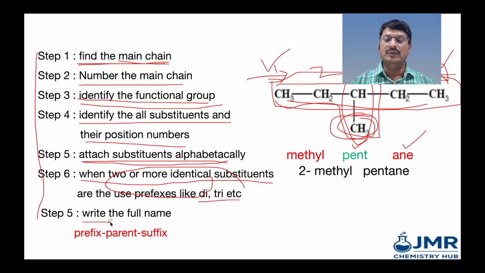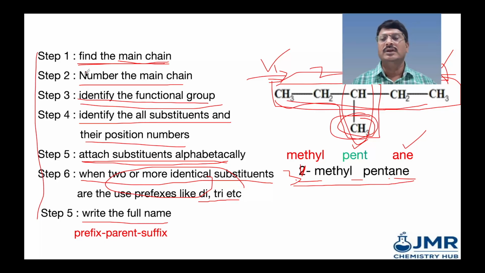And after that you have to write the full name. That means start from the prefix, root word and suffix. So here in this example, 3-methyl, not 2-methyl, it is 3-methyl, because the methyl is present at the third carbon. The root word is pent, and the alkane suffix is -ane. So the total name of the compound is 3-methylpentane.